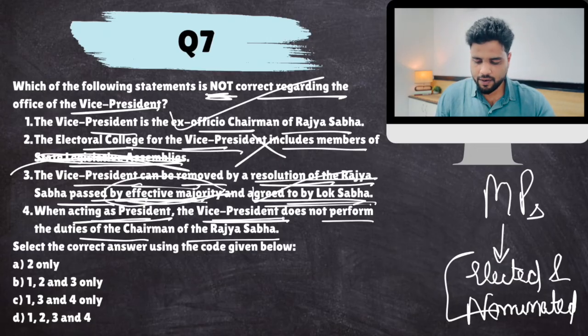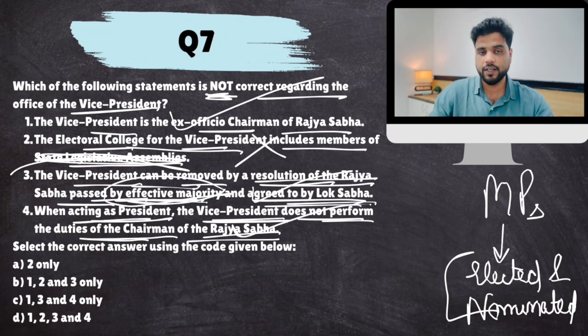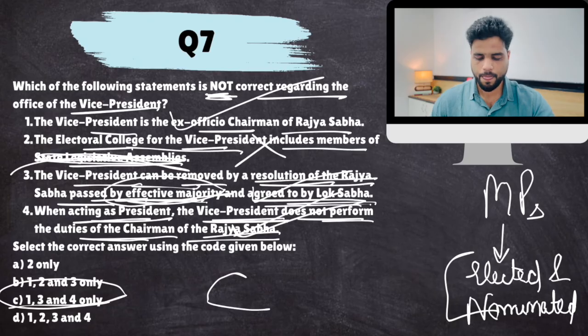When acting as president, vice president does not perform the duties of chairman. Yes. When he's acting as the president for the next 6 months, he won't be handling Rajya Sabha. Rajya Sabha would be handled by deputy chairman. So the answer is C.